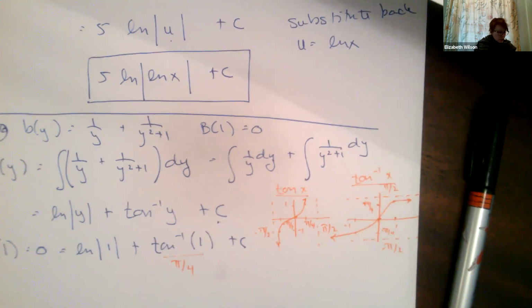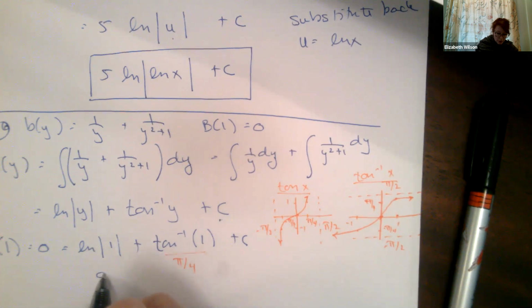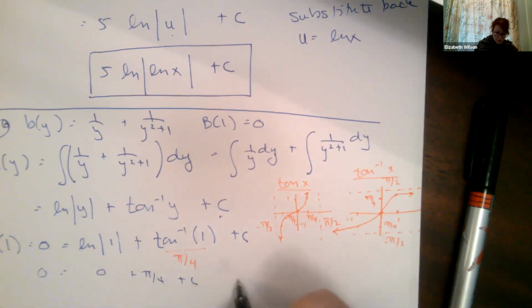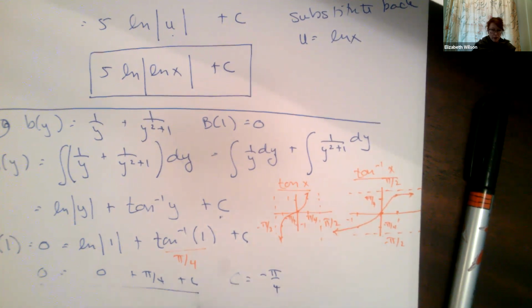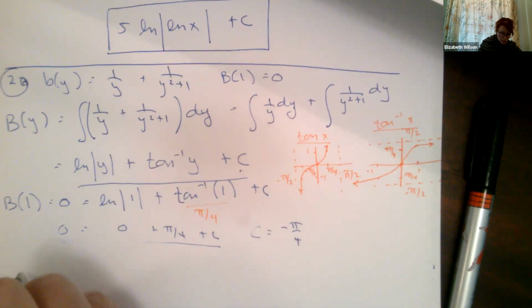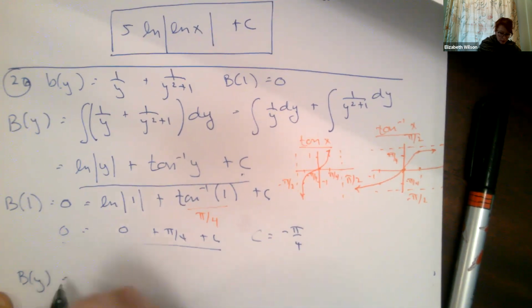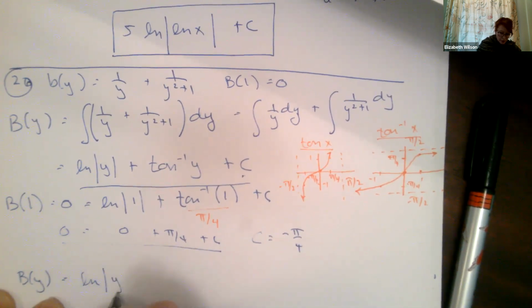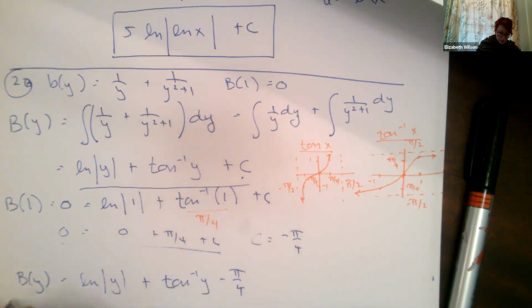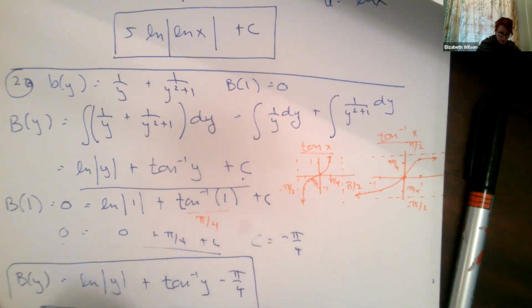Right? So that natural log of 1 is equal to 0. Inverse tangent of 1 is pi over 4 plus c. This is equal to 0. So my c is equal to minus pi over 4, right? Just from this equation right here. So I can plug that all back in to get my specific solution: B of y equals ln of the absolute value of y plus the inverse tangent of y minus pi over 4 for our specific solution.